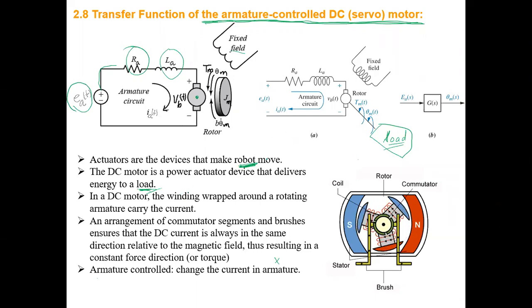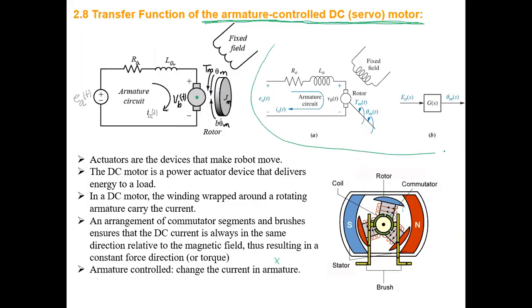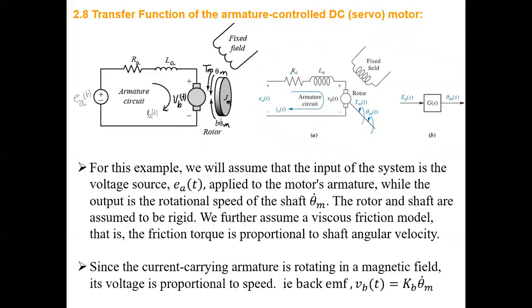So now let's find the transfer function for this system. Okay, this is the simplified diagram of the motor, DC motor. Actually, this is a servo motor. Okay, there are different kinds of motor. This is a servo motor, so an armature controlled DC servo motor. That's what we'll be talking about now.